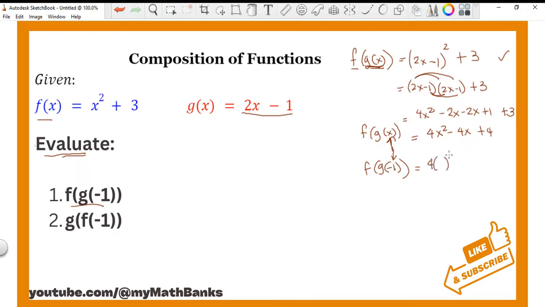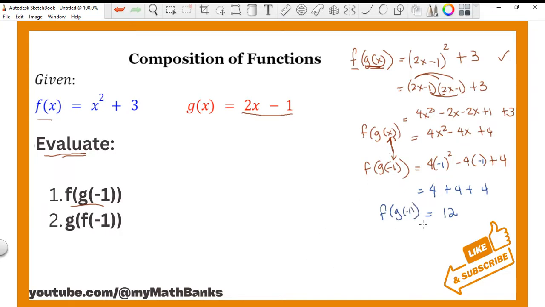So 4 parentheses squared minus 4 parentheses plus 4. So really, all the x's, just like what I did in here, I will replace with a parentheses, and then inside that parentheses I'm going to put negative 1. Okay, and so now that's negative 1 here. And now when we simplify that, we will evaluate. You actually have to simplify it. So negative 1 squared is 1 times 4, that's 4. Negative 4 times negative 1 is positive 4, plus 4, which is now equal to 12. So this is f of g of negative 1.